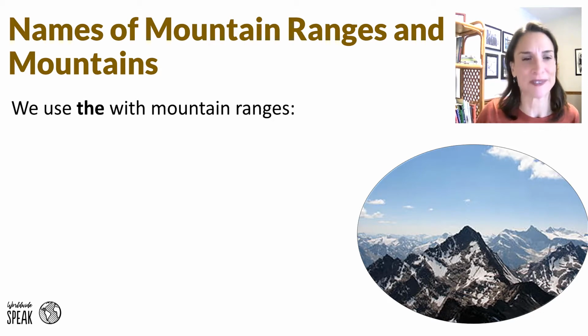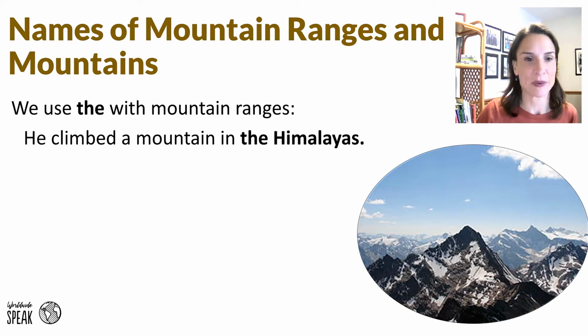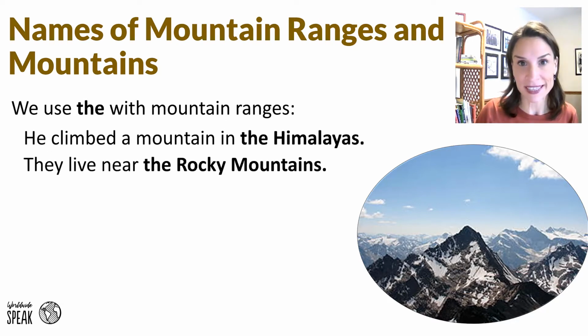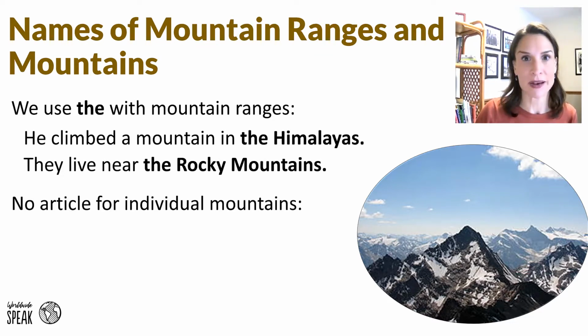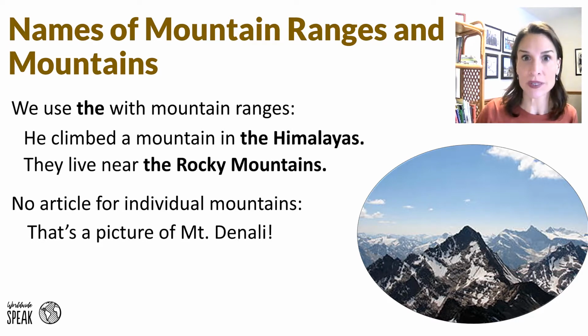We're getting pretty specific here. So we use "the" with names of mountain ranges like this. We'll say, he climbed a mountain in the Himalayas, or they live near the Rocky Mountains. When we're talking about the name of a specific mountain, we will not use "the." We will say, hey, that's a picture of Mount Denali. We will not say "the Mount Denali." So "the," when we're talking about the whole range, like the Himalayas, the Rocky Mountains, the Alps, the Appalachian Mountains, but as an individual mountain, we will not use an article.